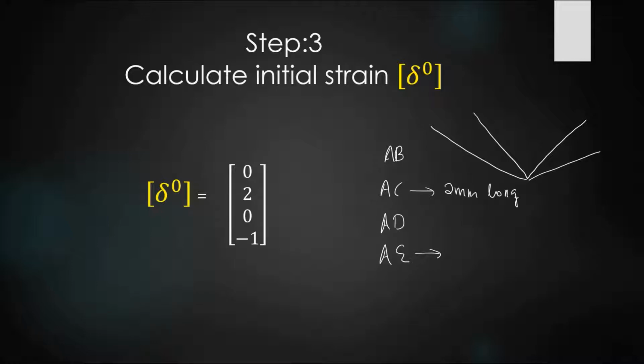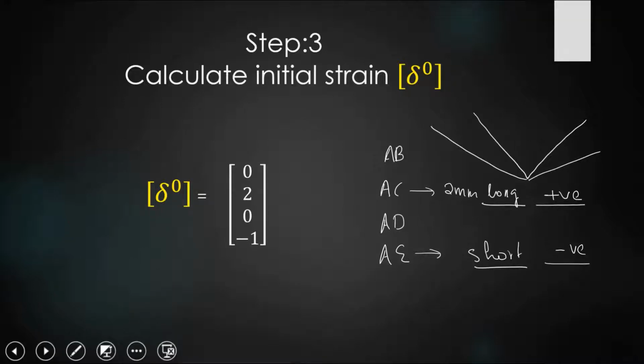2 mm long means if any member has length more than required, we take it as positive, and if any member is short, it is taken as negative. So here AC was 2 mm long, so I have taken 2 positive, and AE was 1 mm short, so I have taken -1. Okay, so that is the sign convention. When it is long, take it as positive. When it is short, take it as negative.